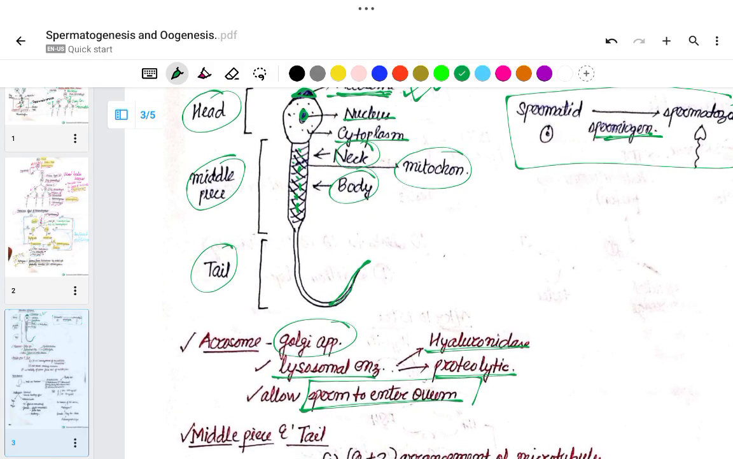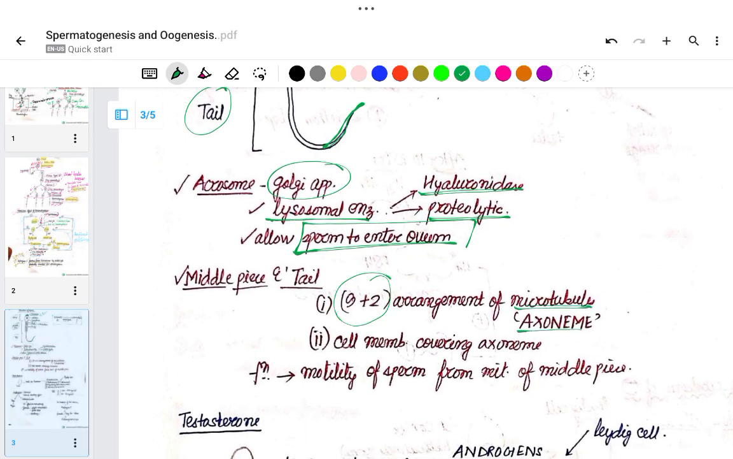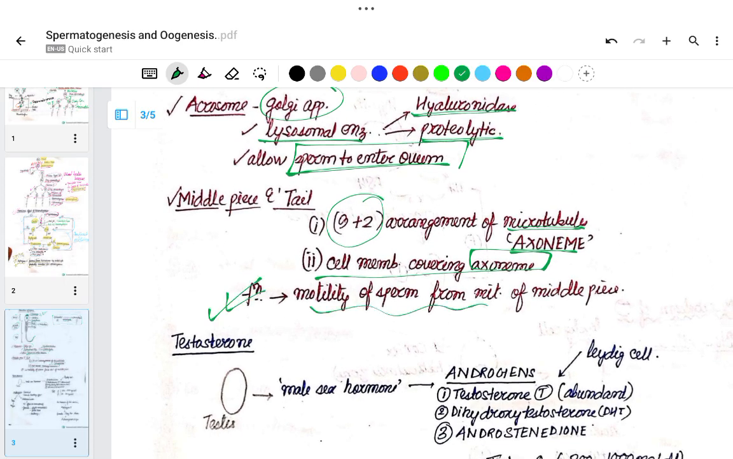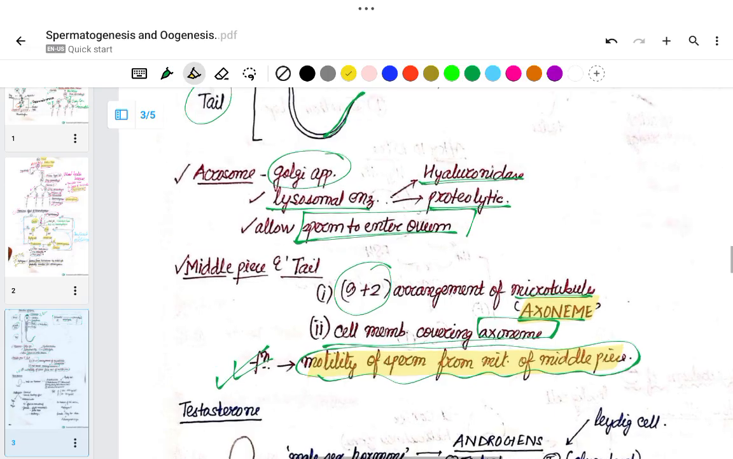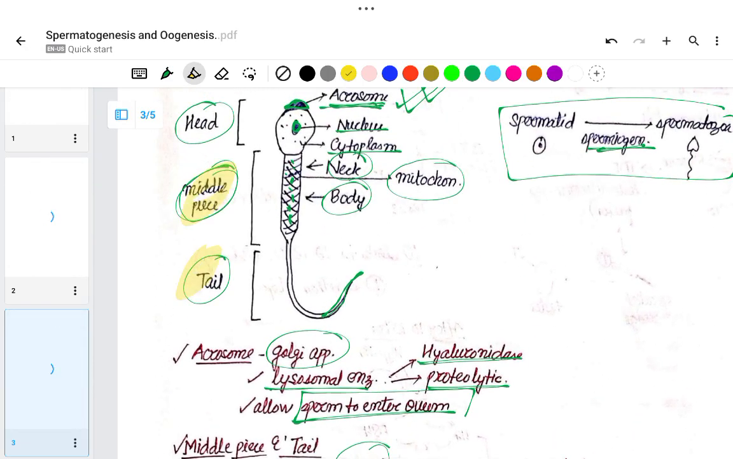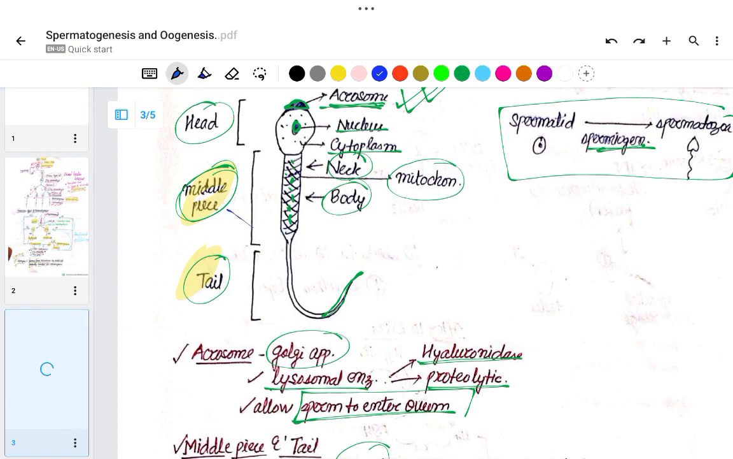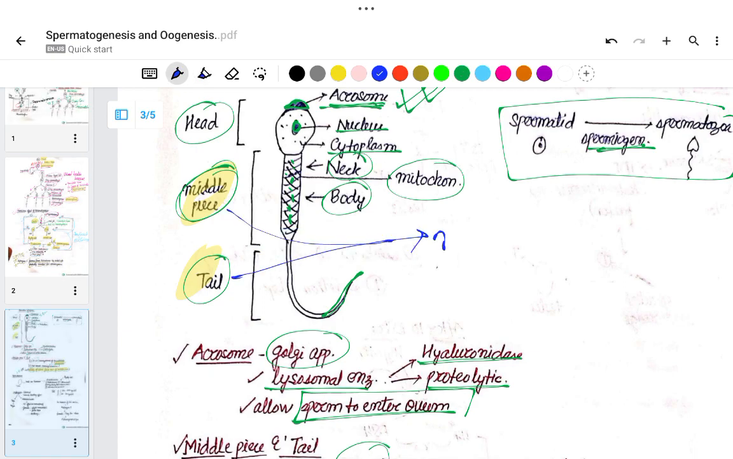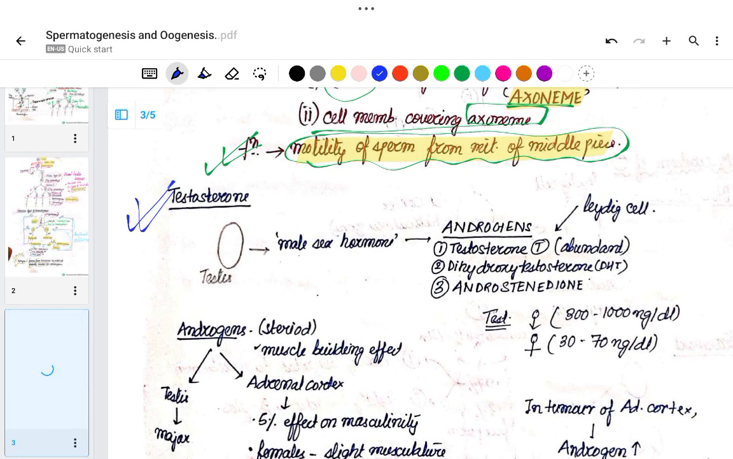Now the middle piece and tail. They have a 9+2 arrangement of microtubules called the axoneme, with a cell membrane covering the axoneme. The function is motility of the sperm, with energy from the mitochondria of the middle piece. Mainly the function is motility.